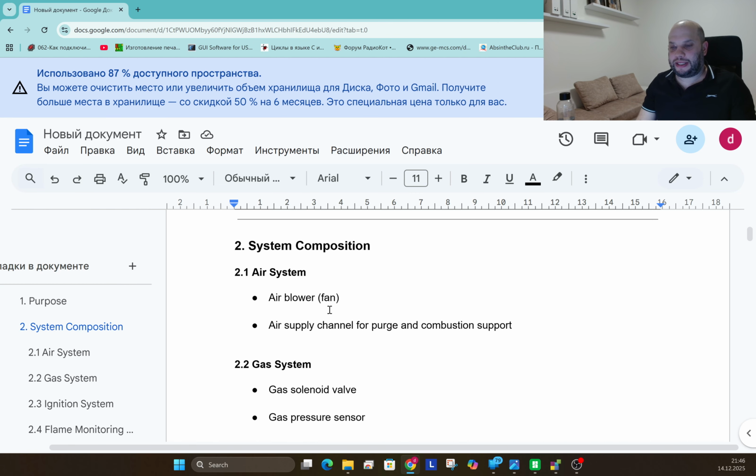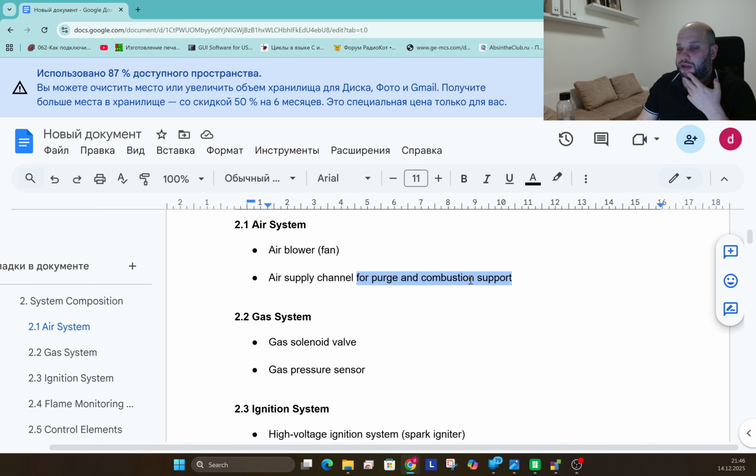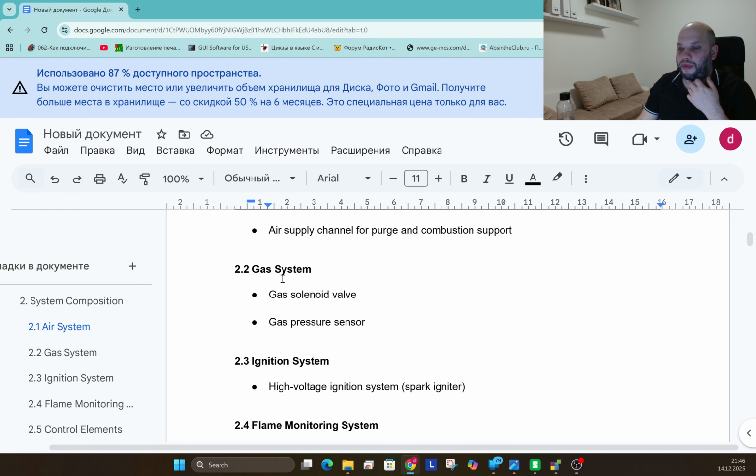So the system is quite simple. System composition: air system, we have an air blower fan, but sometimes it might be instrument air if it's a small burner or some kind of igniter of a bigger burner. Air supply, to purge, combustion support. Okay, this is clear.